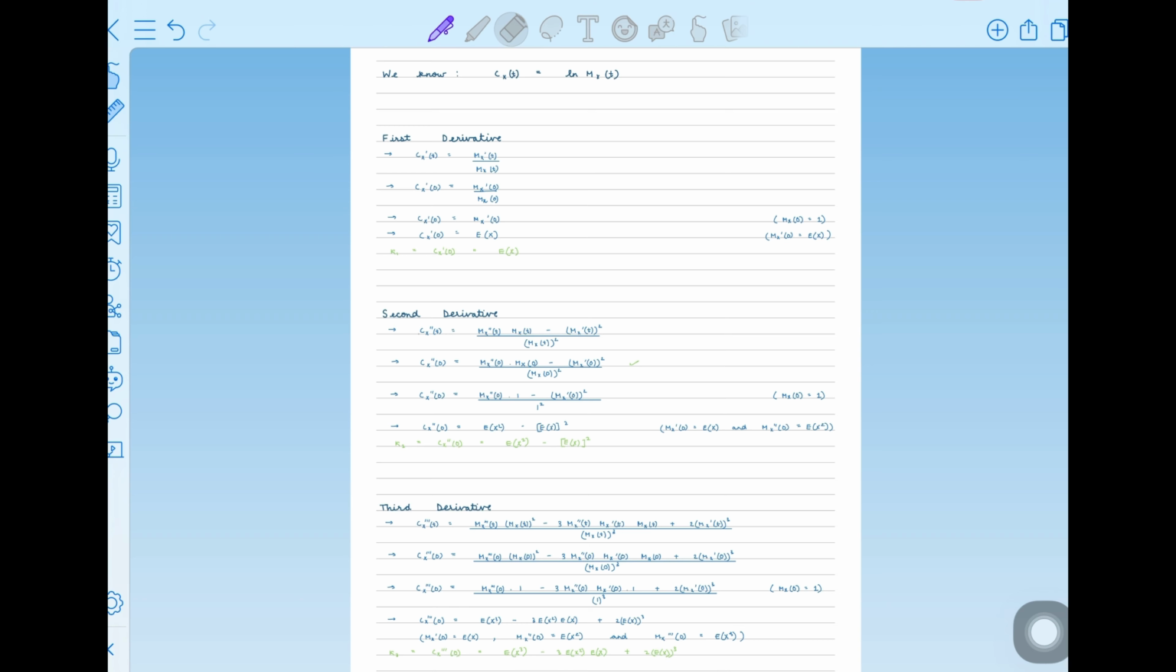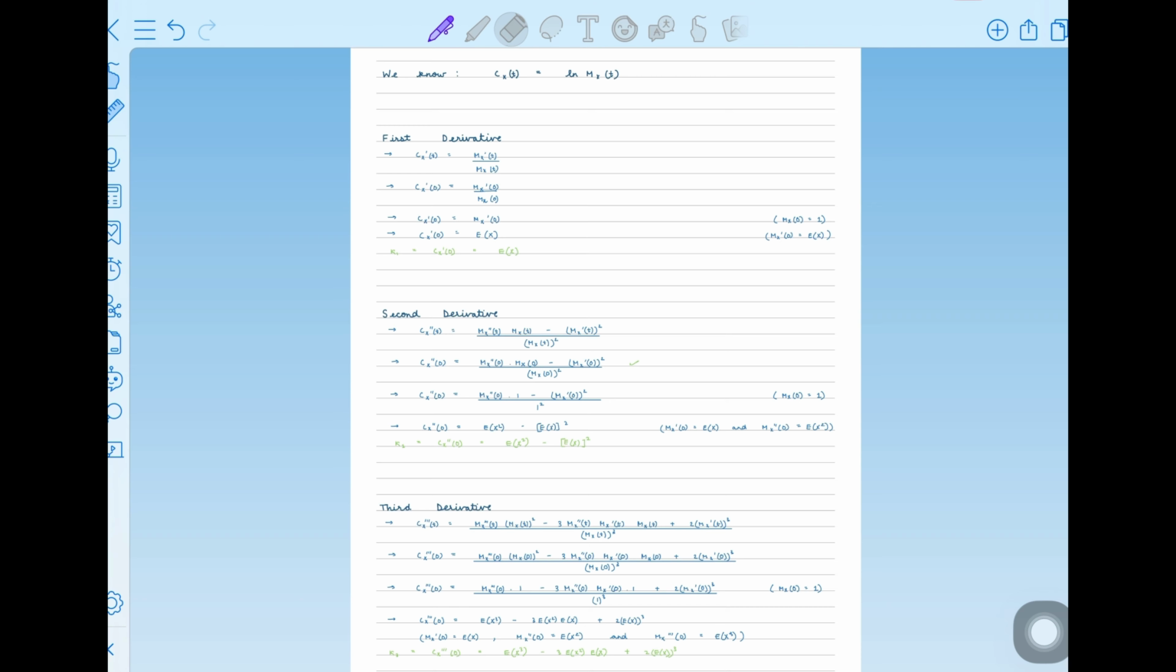For the second derivative, we differentiate the first derivative again. Then we put t equal to 0. Again, the MGF at 0 becomes 1. This term becomes the expectation of x whole squared, and this term becomes the expectation of x squared, since we've differentiated it twice and put t equal to 0. This gives us the second cumulant as E of x squared minus E of x whole squared. This is also the formula for the variance.